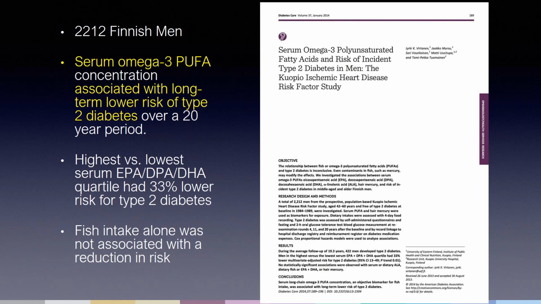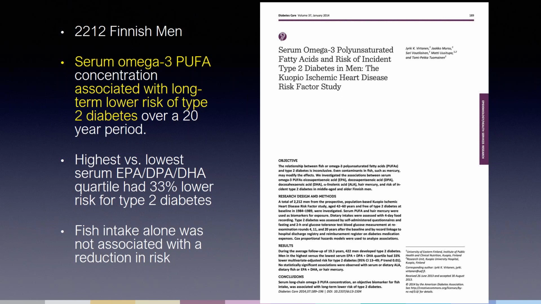And so if you looked at the people with the highest levels in their blood in that quartile versus the ones with the lowest levels of the omega-3s, the highest level had a 1/3 lower risk for developing type 2 diabetes. The other important finding that came out of this study was that eating fish, whether it's large or small amounts alone, wasn't directly associated with this reduction in risk. The fat from the fish had to be absorbed and circulating in the blood to have that effect.